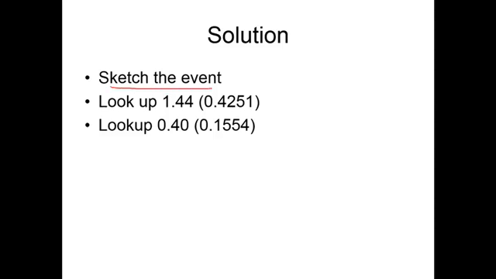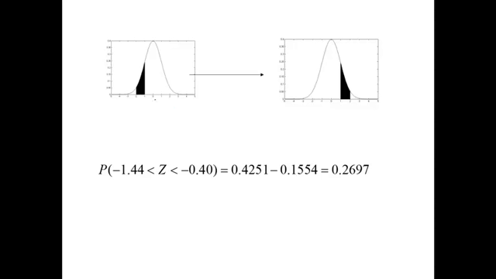Okay, calculation 3. These are both negative. They have same signs, right? So we'll wind up subtracting these. Sketch the event, look up the normals for the endpoints. 0.144 is 0.4251, 0.40 is 0.1554. So we've sketched the event and say, hey, by symmetry we can flip it and get this one right over here. We do the table lookups, same signs, subtract. And so subtracting the smaller number from the larger number yields 0.2697.